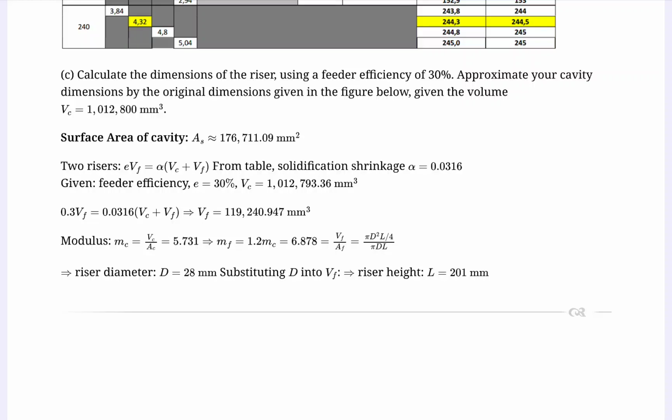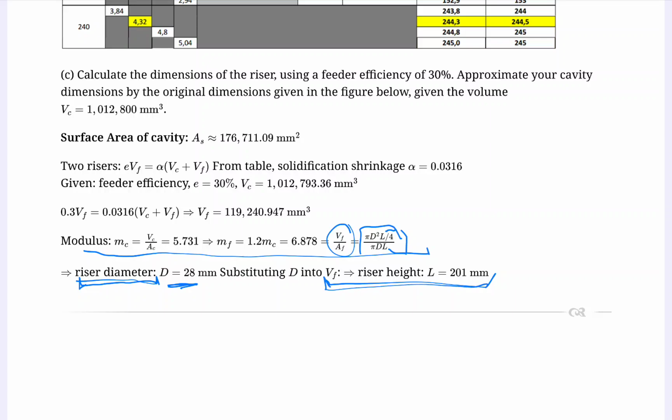Here again, we have calculations where we find the modulus. We sub in the volume of the cylinder over the area of the cylinder. So literally what we said before. And then we can find the riser diameter with this D. And then this is subbing into our VF equation. But I'm going to go into these in a moment. I just want to show you the previous calculations we did.